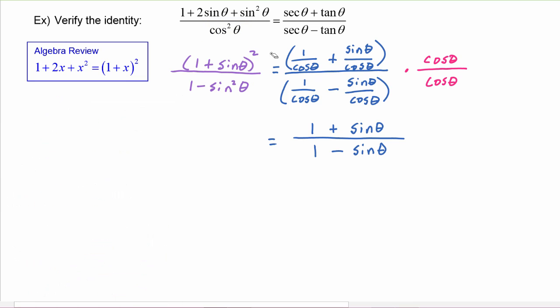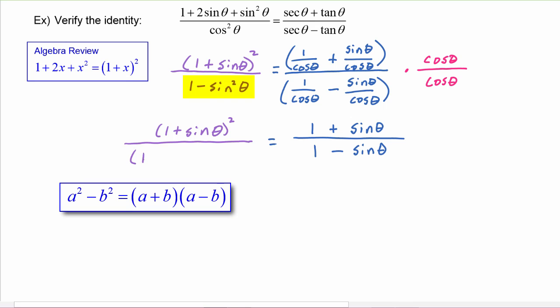Now nothing here will cancel, but we can factor this denominator. So let's take a look at that. The numerator will stay the same, 1 plus sine of theta squared. In the denominator, we will get 1 plus sine of theta times 1 minus sine of theta in our factoring.